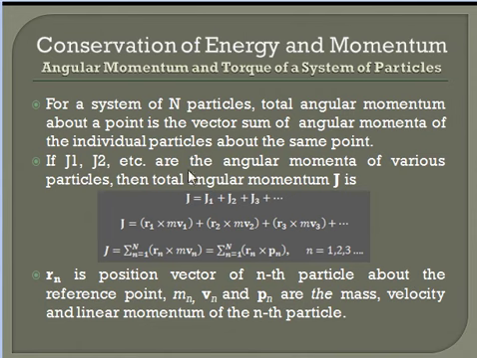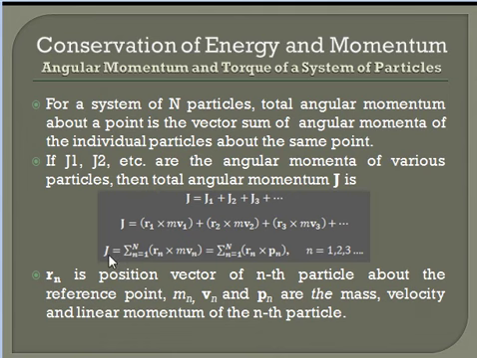Say J1, J2, J3 etc. are the angular momenta of various particles, then the total angular momentum of the system is J1 plus J2 plus J3 etc. This is the vector sum of individual angular momenta. J1 is R1 cross mv1, where R1 is the position vector of the first particle and v1 is the velocity of the first particle. Similarly, R2 cross mv2 etc.